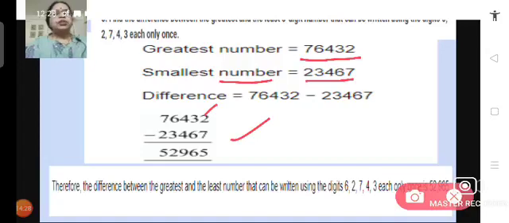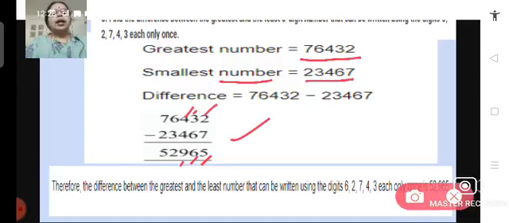So in ones place we have 2 minus 7, we borrow 1, so it becomes 12. 12 minus 7, we get 5. Then in tens place, again we have 2 left, we borrow 1, it becomes 12. 12 minus 6 is 6. In hundreds place, we have 3. 3 minus 4, so we borrow 1, and 13 minus 4 becomes 9.